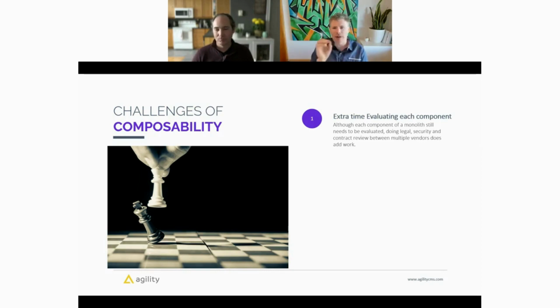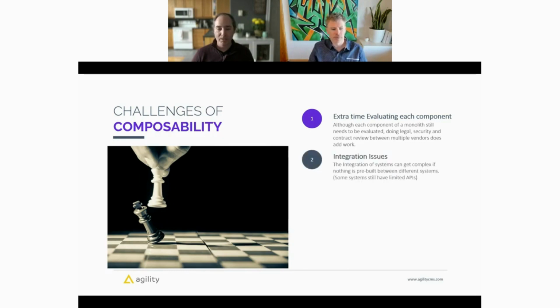So I would argue a little bit on this one. That extra time allows you to get better analysis into each focused pillar. But the legal, security, and contract reviews are eating up time that's separate per system, so that is something you just have to be aware of.